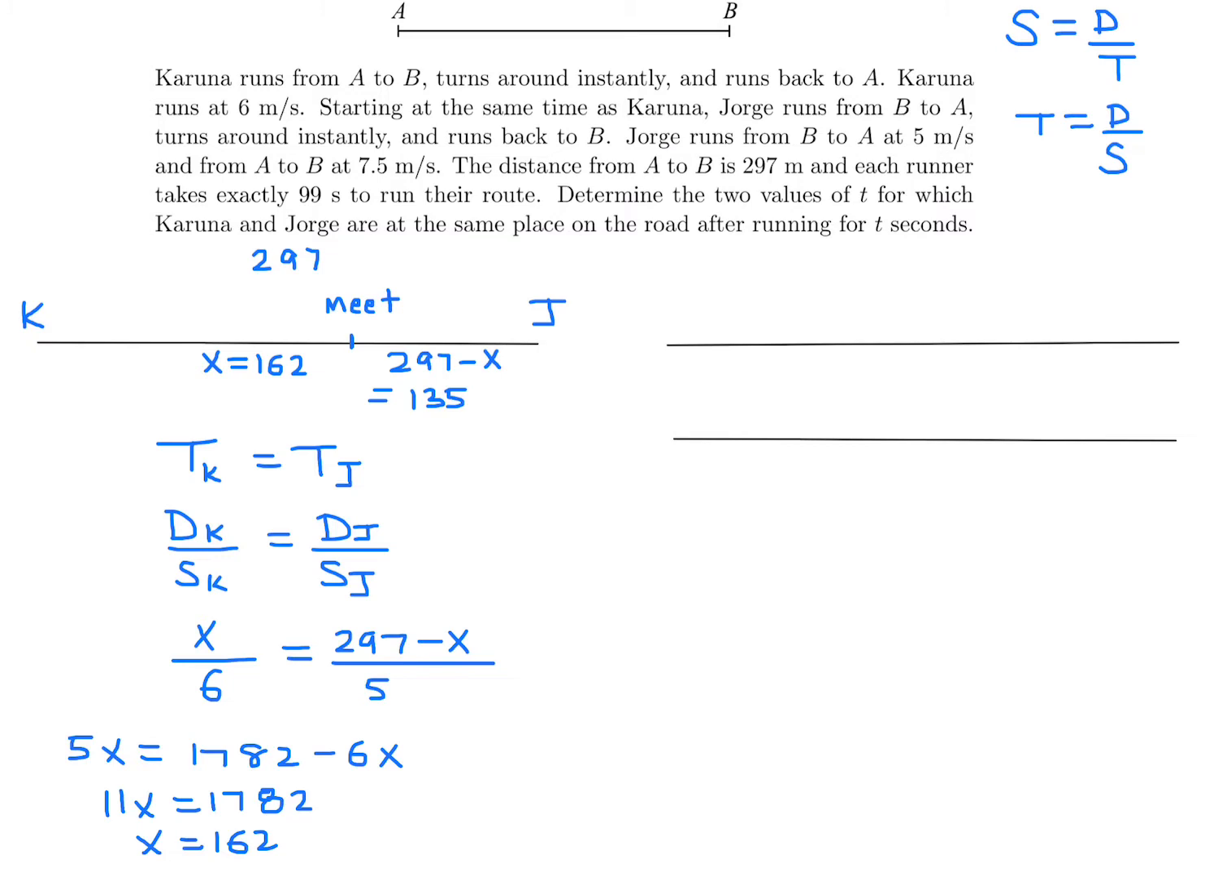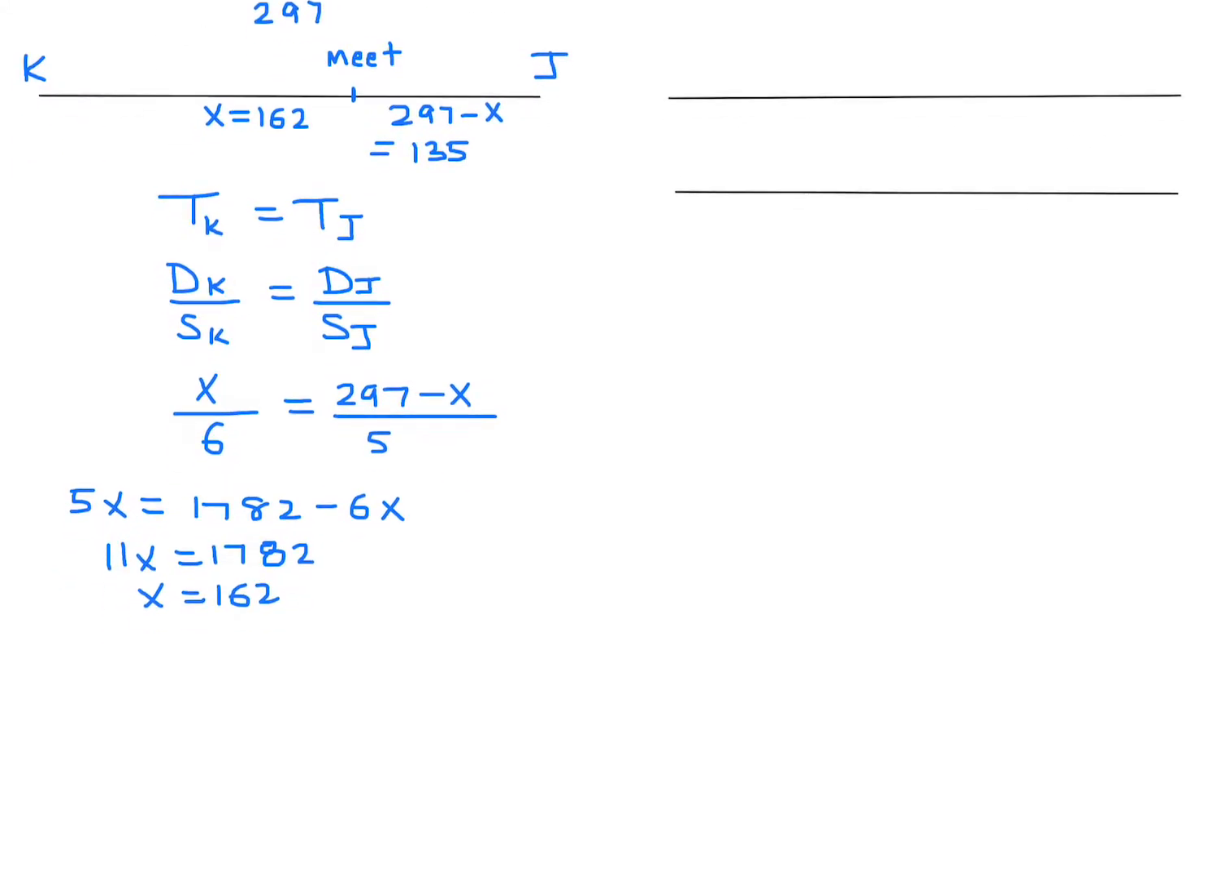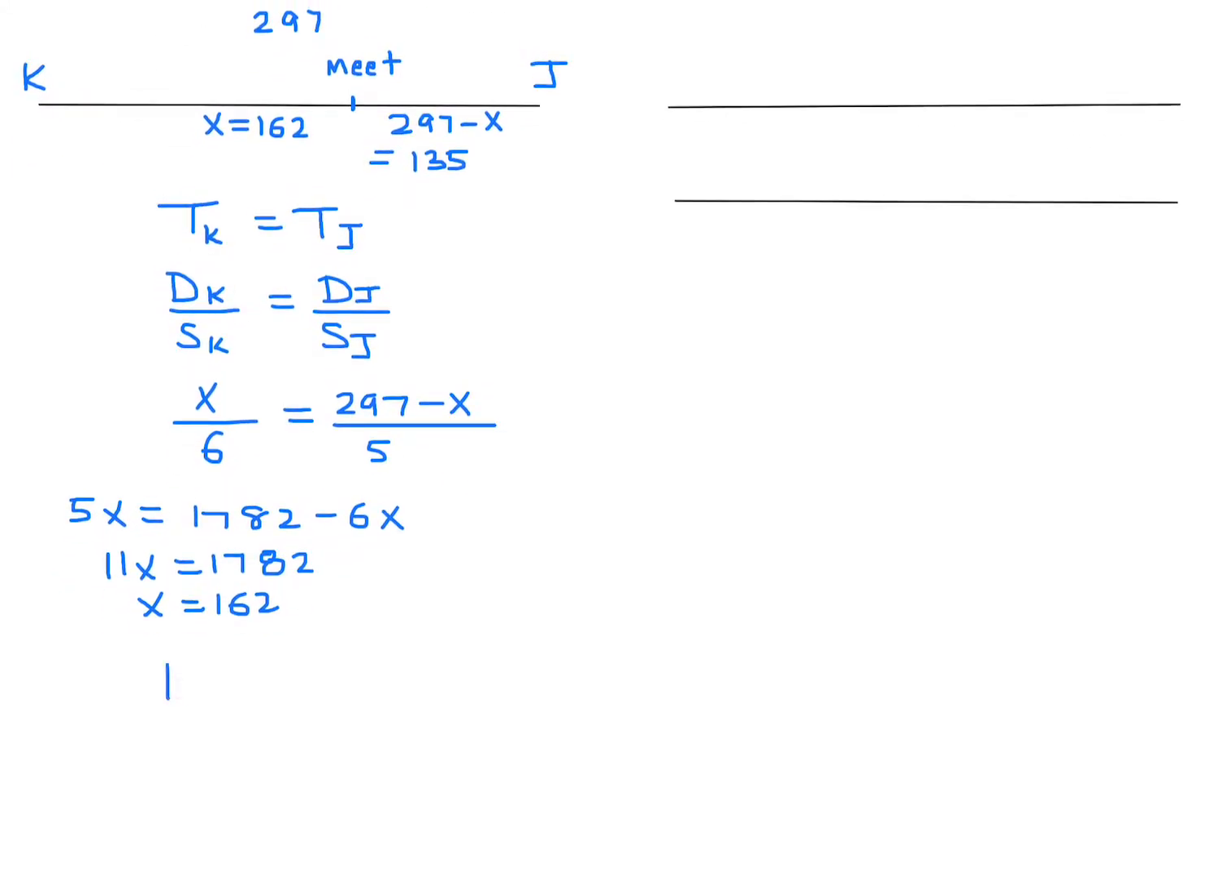Okay, but we are asked to find time. So the first time, I guess I can call it T1. You can use either this one or this one. I'll just use this one, seems easier to me. So 162 divided by 6, and that is 27 seconds. So that is the first time they meet. Now we turn our attention to the second time that they meet.